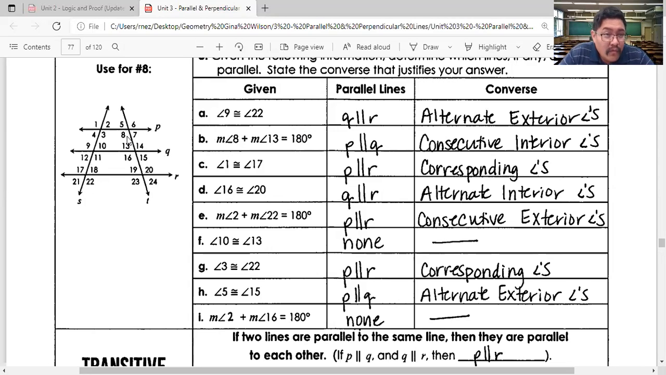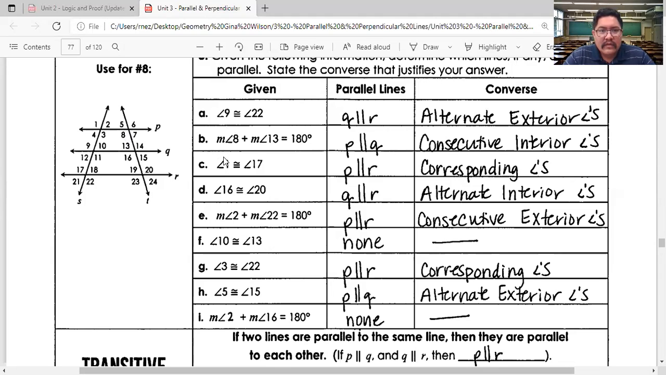8 and 13 both lie on T, and then they each have P and Q. So P and Q are the ones that they are showing are parallel. They're on the same side, so they're both on the left of the transversal, and they're right next to each other on the inside. So that means they are consecutive interior angles.